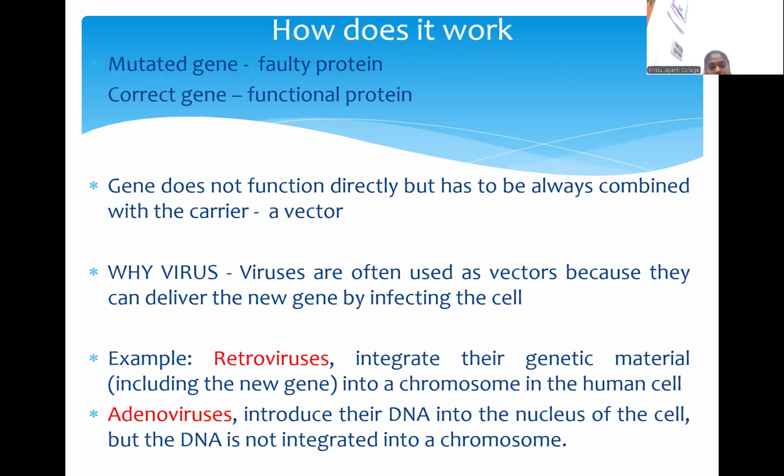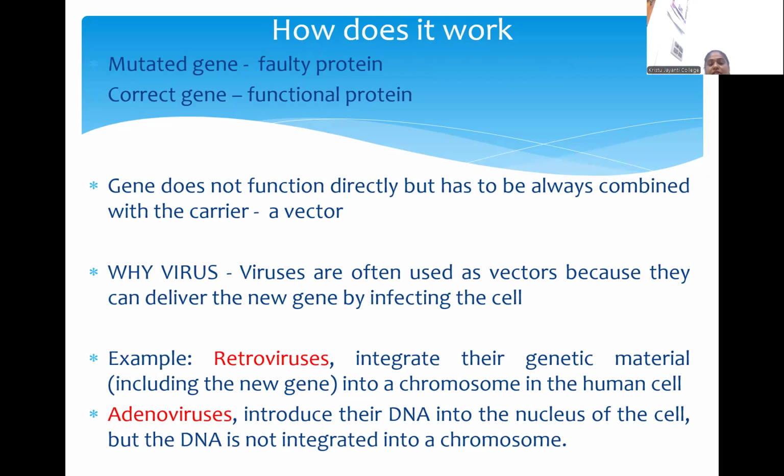How does this work? A mutated gene always gives rise to a faulty protein, whereas the correct gene gives a functional protein. A gene does not function directly, but has to be combined with a carrier, and the carrier here is a vector. Which vector do we use? It is usually a viral vector. Why? Because viruses are often used as vectors because they can deliver the new gene by infecting the cell.